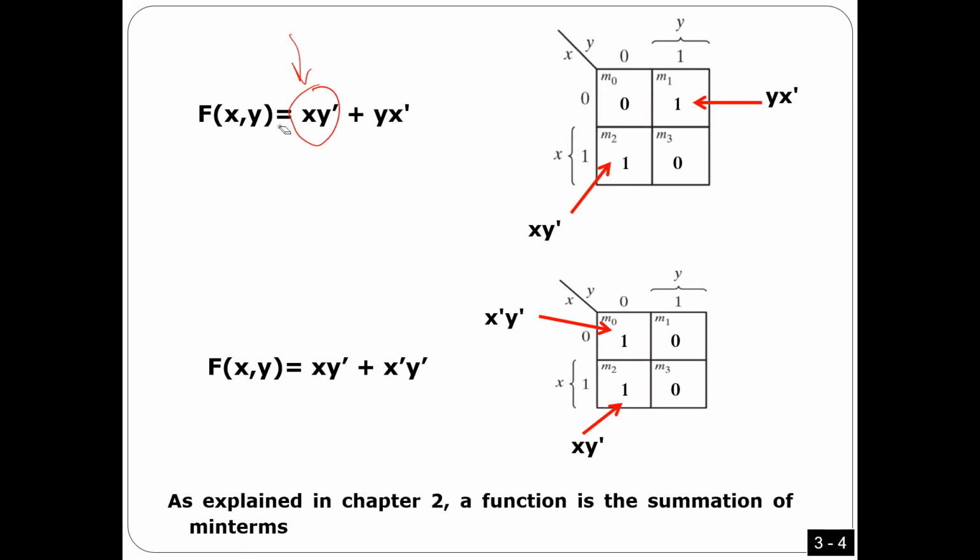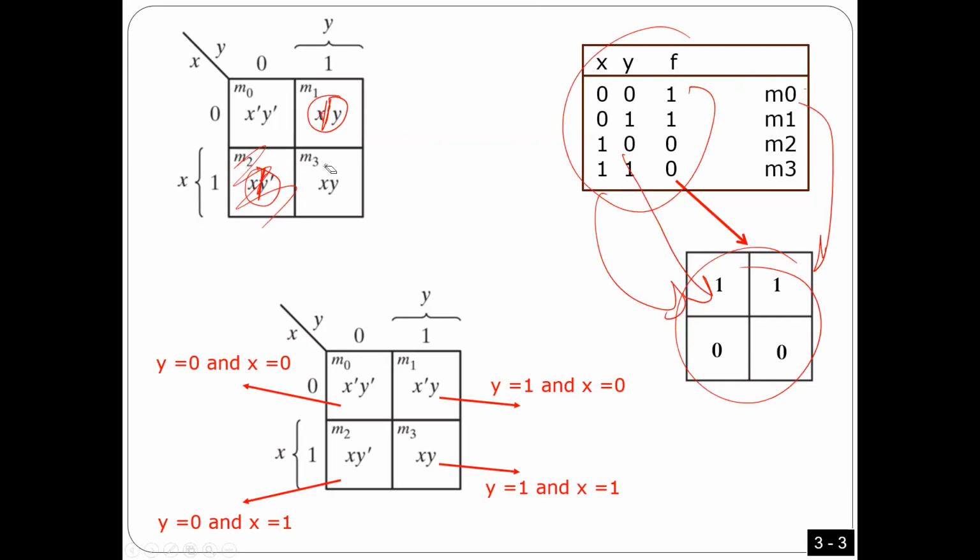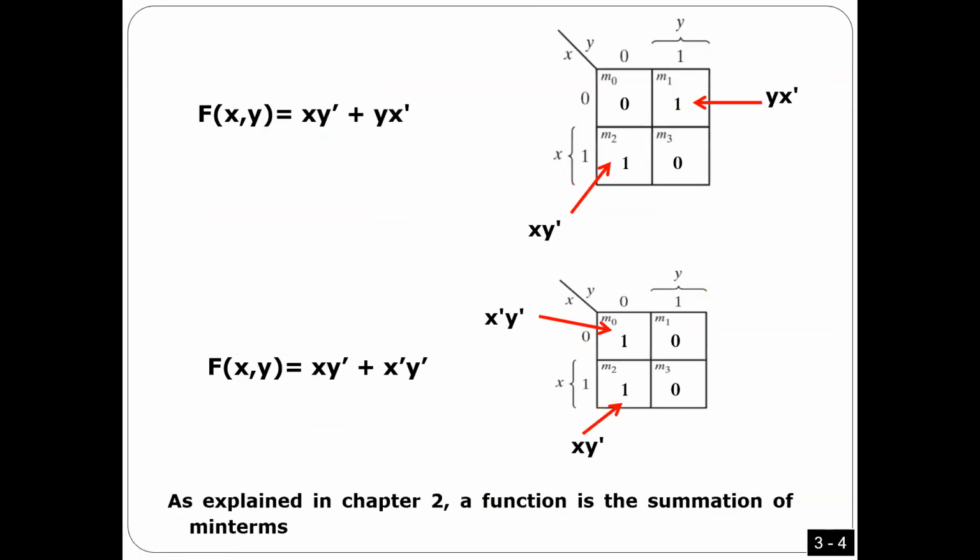So wait a second, do I need to memorize these ones here? No. I'm going to tell you how you can figure it out. It's very important, what I'm going to explain right now. Listen to me. What does this one mean? Because we are talking about two variables, this one is only one square. Same thing here, this one is one square. And this square is in the area of x and it is in the area of y prime.